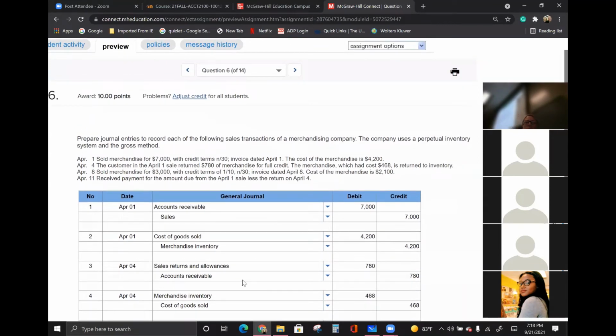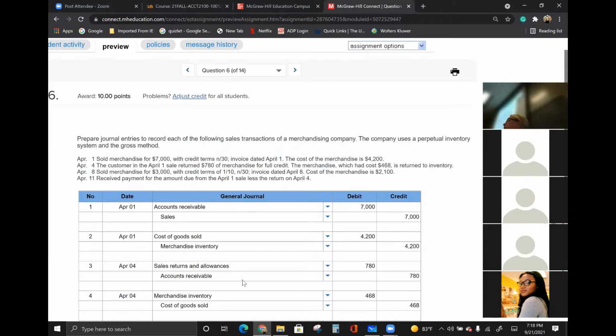On April 8th, sold merchandise for $3,000. Credit terms, 1/10, net 30. So I have 1% if paid within 10 days. Invoice dated April 8th. Cost of the merchandise is $2,100. So now I'm doing the same exact thing that I did on the first one. I am selling product, so I have my sales price and I have my costs.